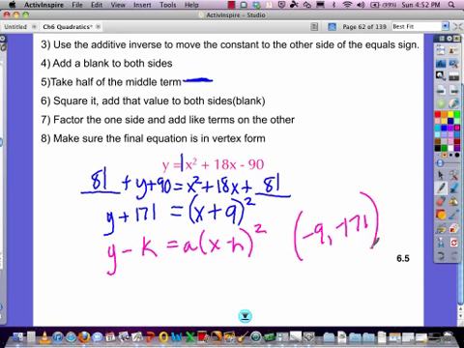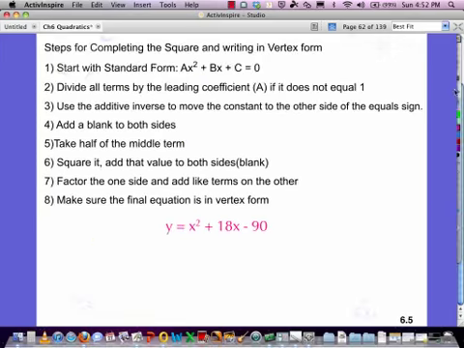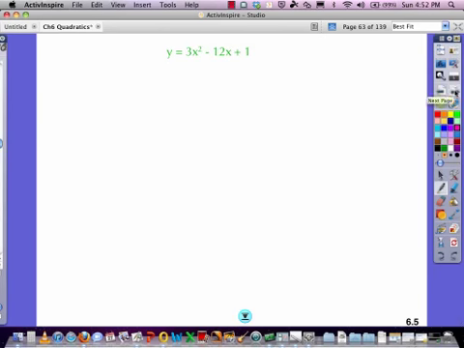That a value should still be a 1 because it was a 1 back here. So it does fit vertex form. And that final equation is your equation that is in vertex form. It has to match the setup exactly. All right. So using those steps now, we got one more example here.